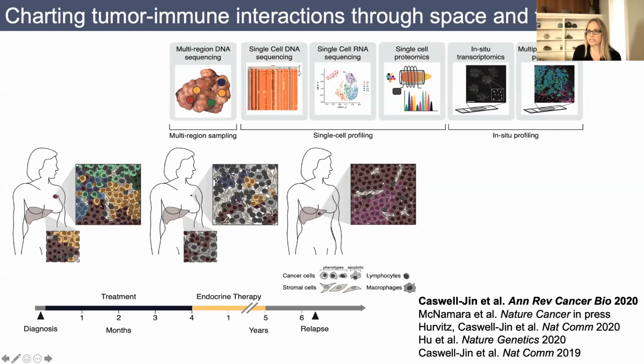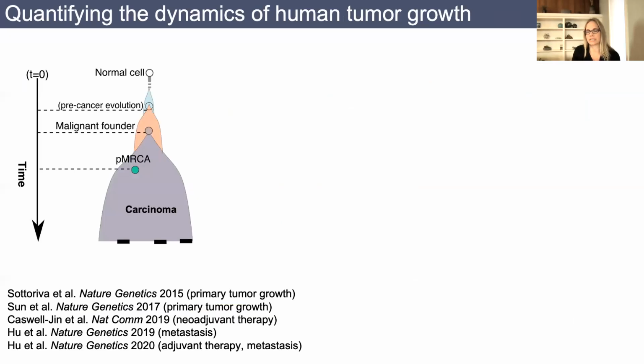And we've focused on this in both breast and colon cancer, largely in advanced disease, using a variety of different molecular techniques, starting initially with multi-region DNA sequencing and moving increasingly towards single cell, as well as spatially resolved in situ proteomic and transcriptomic technologies. And much of our goal in doing this has been to understand the evolutionary dynamics of disease progression.